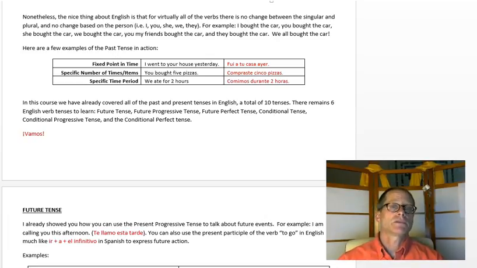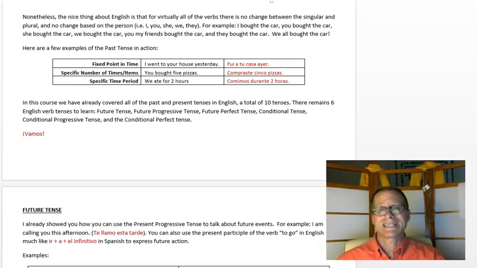Here are a few examples of the past tense in action. All right. Fixed point in time. I went to your house yesterday. Fui a tu casa ayer. Specific number of times or items. You bought 5 pizzas. Compraste 5 pizzas. And an example of a specific time period. We ate for 2 hours. Comimos durante 2 horas.